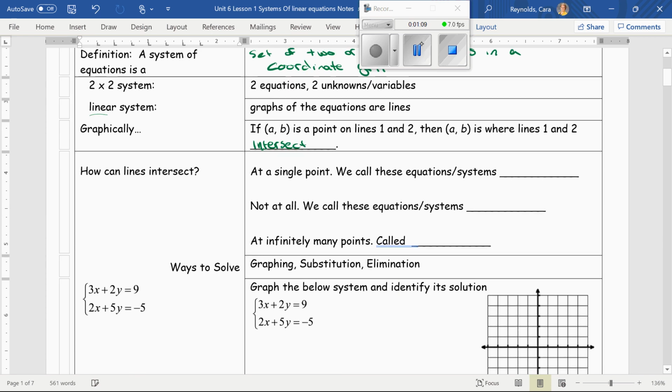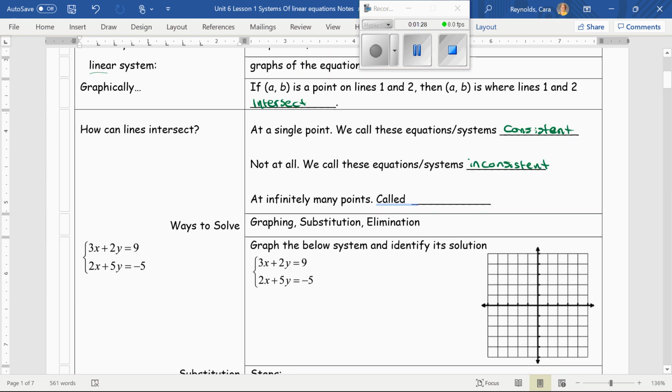Lines can intersect at a single point. We call these equations or systems consistent. If they don't cross at all, they are inconsistent. It also means that they are parallel. And if they have infinitely many points, they are called dependent, though they are also considered consistent because they have an answer.